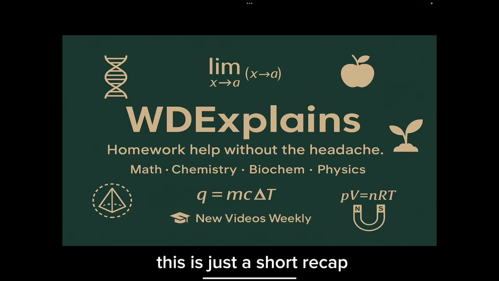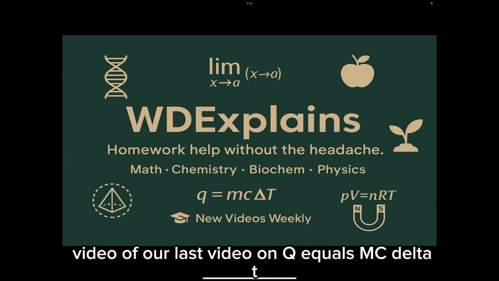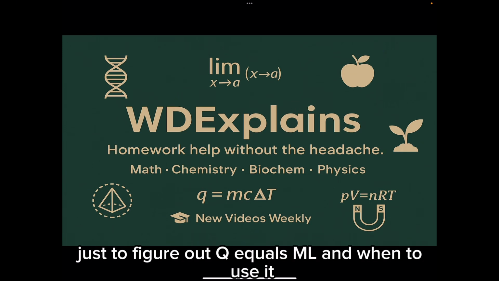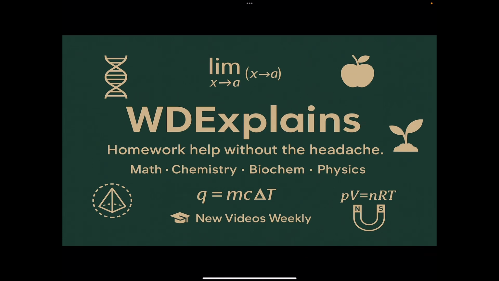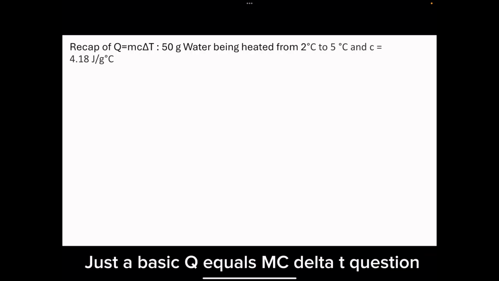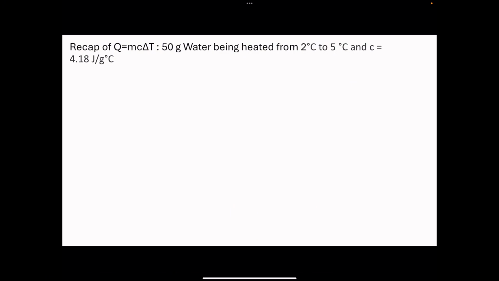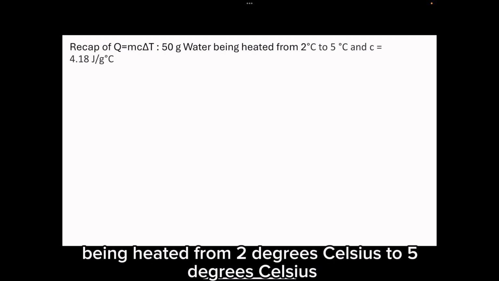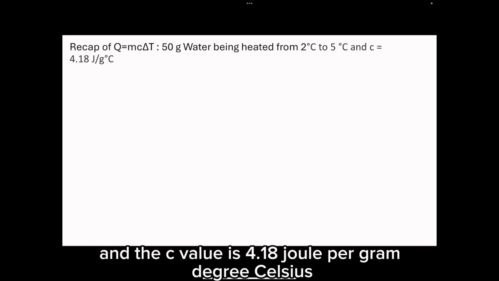This is just a short recap video of our last video on Q equals MC delta T, just to figure out Q equals ML and when to use it. So just to recap, we'll do a short, basic Q equals MC delta T question. Here we have 50 grams of water being heated from 2 degrees Celsius to 5 degrees Celsius, and the C value is 4.18 joule per gram degree Celsius.